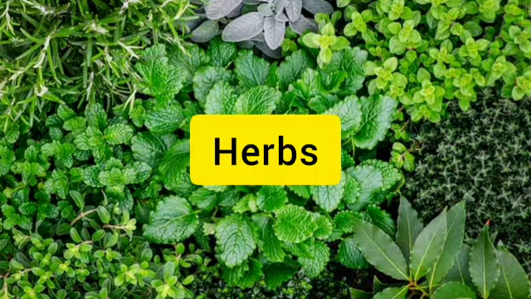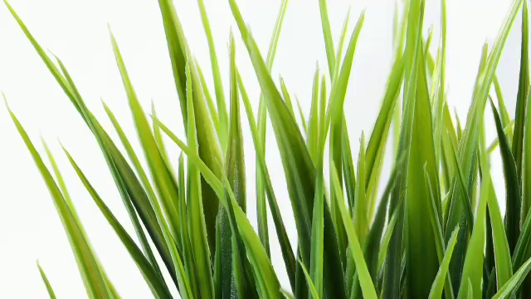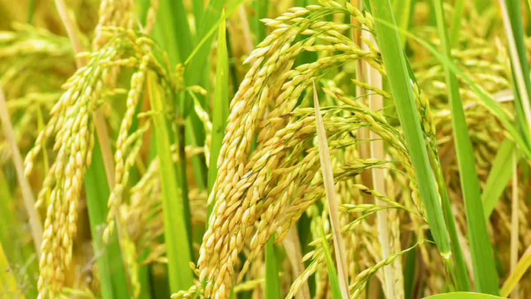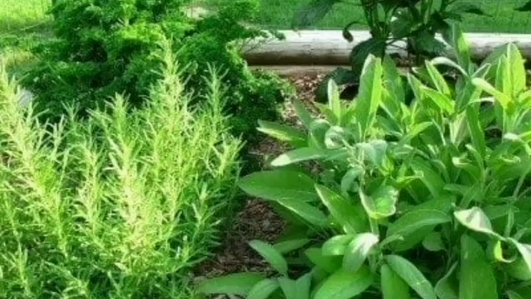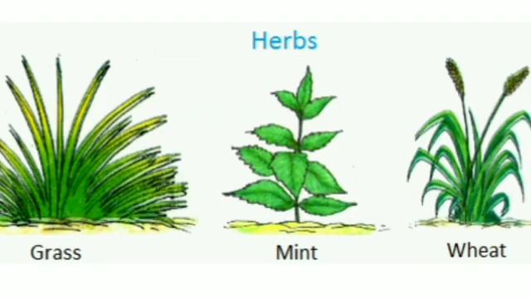Herbs. Children, you might have seen the grass, paddy, maize and mint plant, right? So these all are herbs. Yes. So herbs are very small plants with soft and slender stems. Slender means thin stems. So most of the herbs live only for a few months.